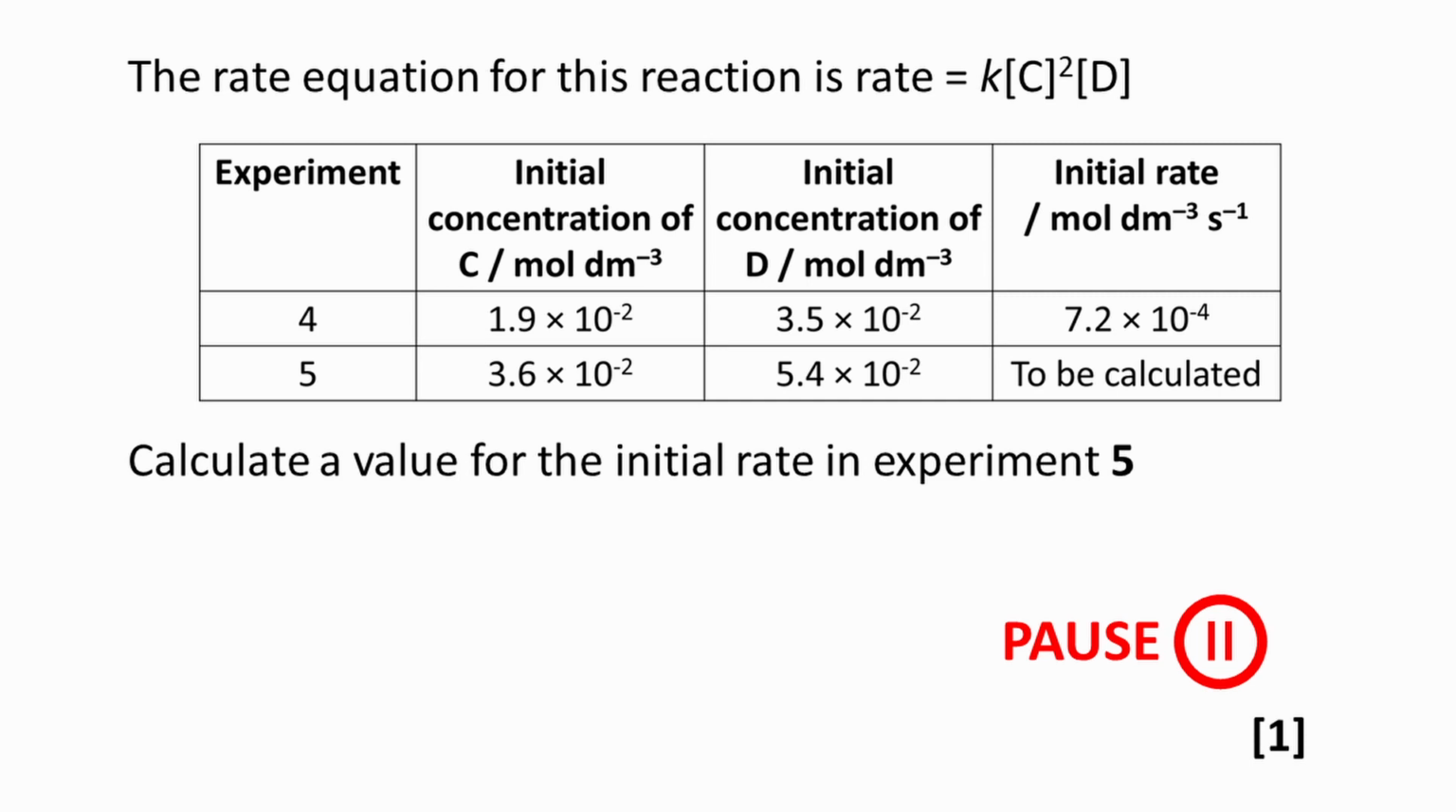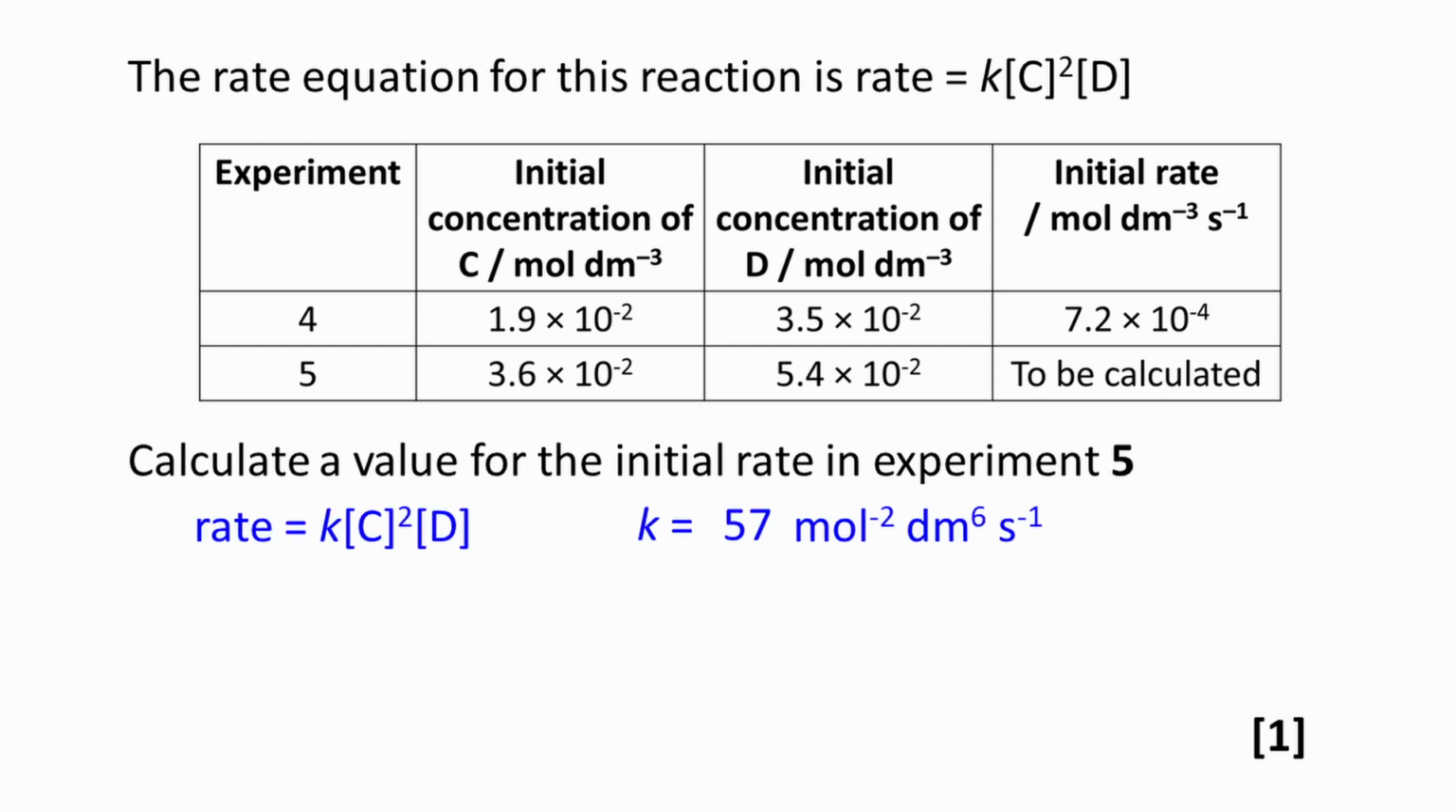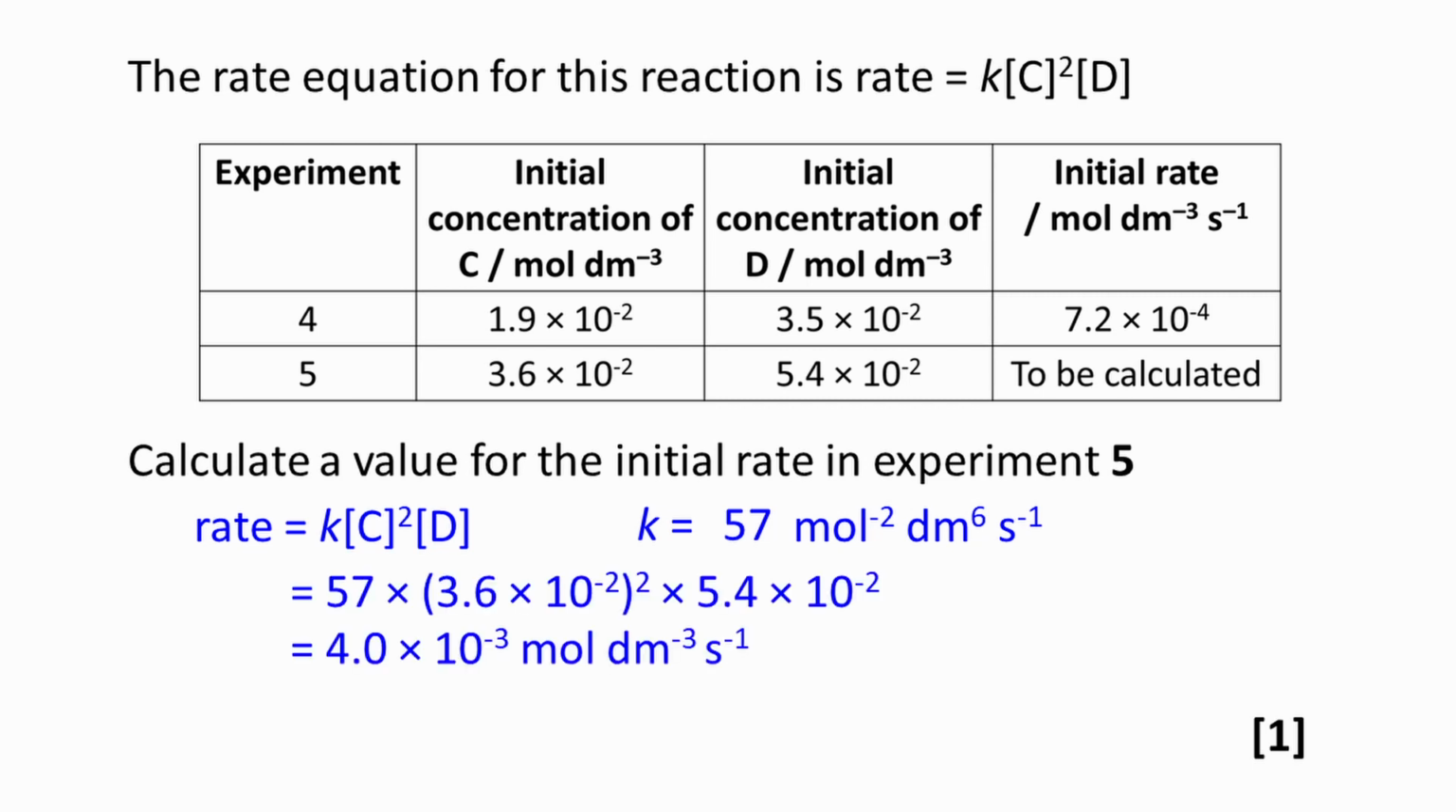Calculate a value for the initial rate of reaction in experiment 5. We worked out the value of K in the previous part of the question. Simply substitute this value into the rate equation along with the concentrations of C and D from experiment 5. The initial rate for experiment 5 will be 4.0 times 10 to the minus 3 moles per decimeter cubed per second. Once again, I have given the answer to two significant figures consistent with the data in the question.